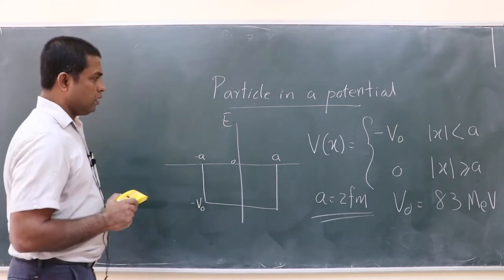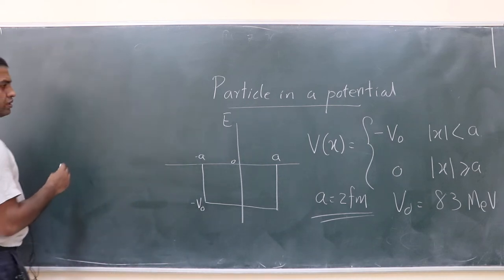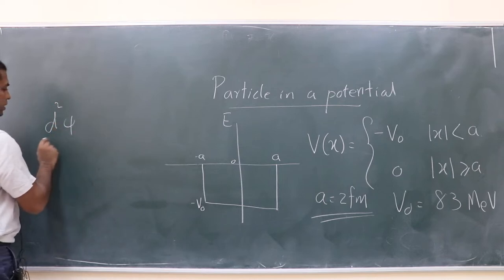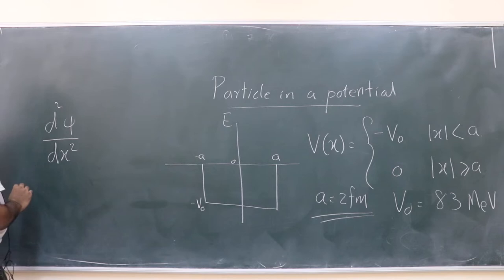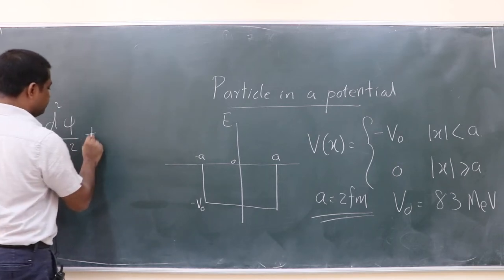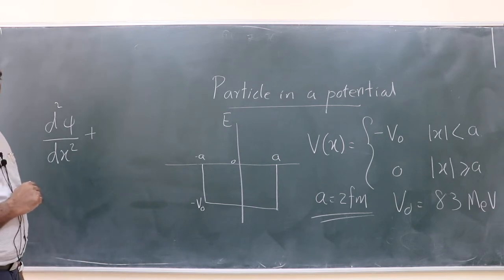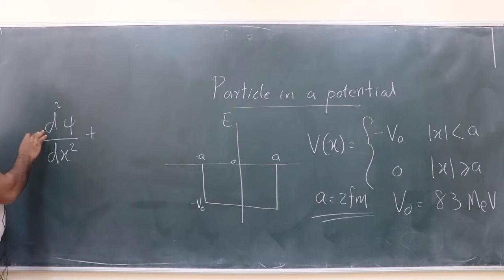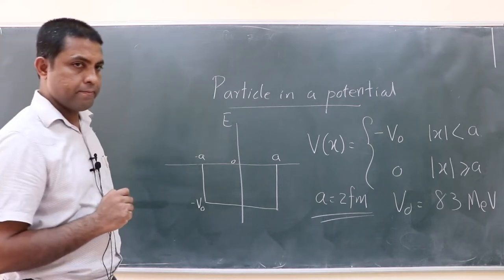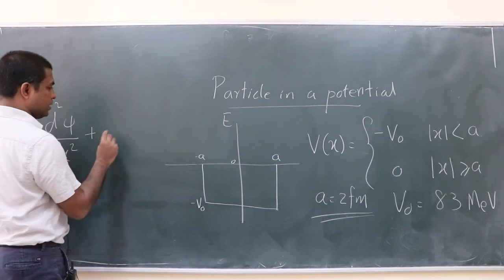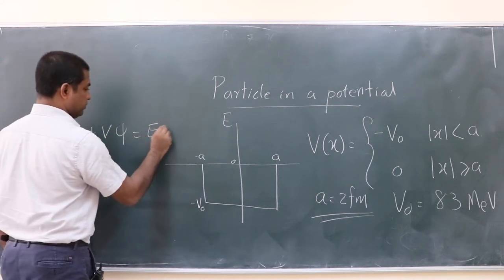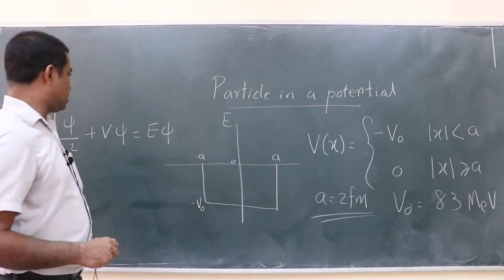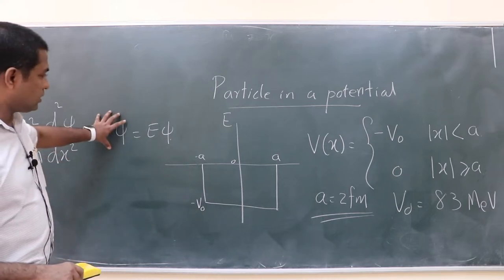So now, you know the Schrodinger equation. What we have to do is solve the Schrodinger equation, d square psi by dx square. So what is the Schrodinger equation? Can you tell me? Yes, plus the potential V psi is equal to E psi. Okay. So we are looking at a one-dimensional problem, and you have to solve this equation.